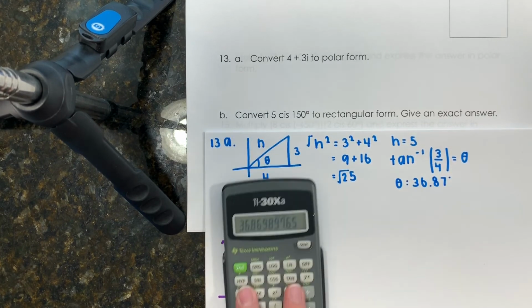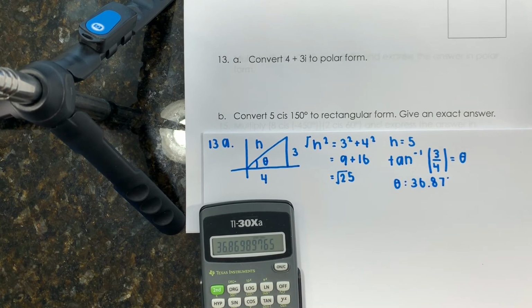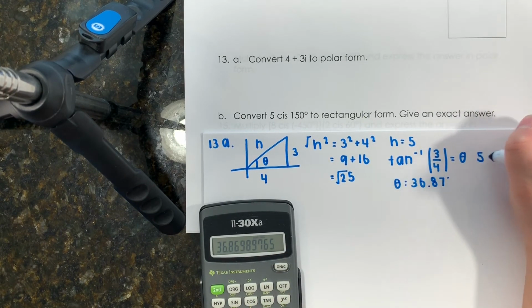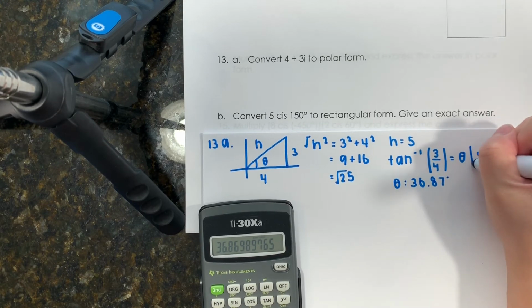36.87. Now my answer is going to be written in this format. So my slant is 5, and then CIS, and the angle is going to be 36.87 degrees, and that will be your result for part A.